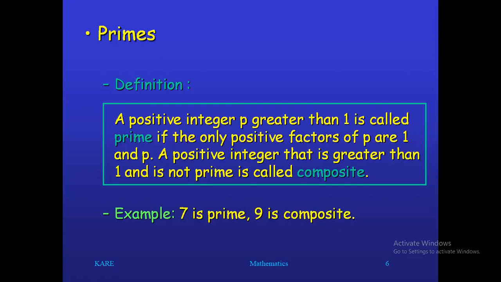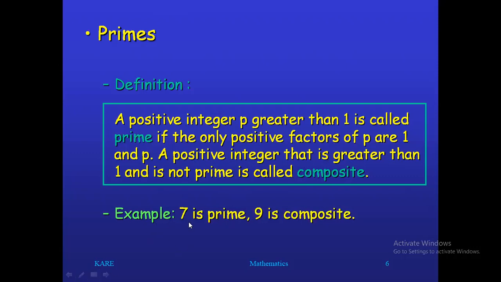So we call a number a prime number only if it has only itself as well as 1 as factors. A positive integer that is greater than 1 and is not prime is called composite. At the same time, a number which is greater than 1 and which is not a prime number is known to be a composite number.